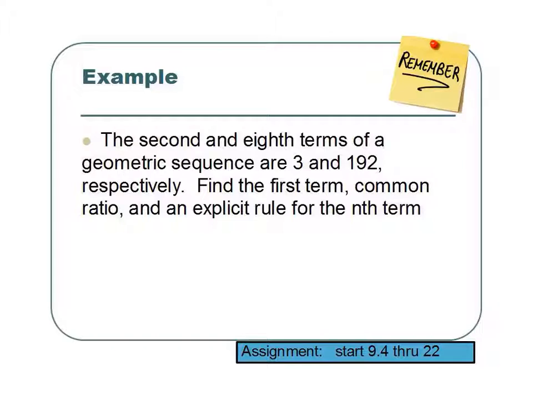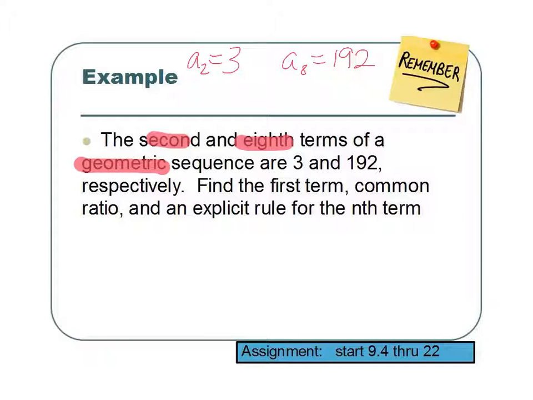All right, so it says the second and eighth terms of a geometric sequence. Okay, so a couple things. This is a geometric sequence. That's going to be important. So the second and eighth terms are 3 and 192. So I'm going to rewrite that up here. So basically we're saying a sub 2 is 3 and a sub 8 is 192. All right, so they want us to find the first term, the common ratio, and an explicit rule.